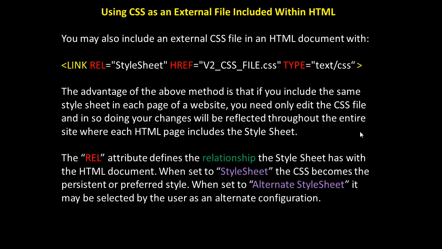The rel attribute defines the relationship the style sheet has with the HTML document. When set to style sheet, the CSS becomes the persistent or preferred style. When set to alternate style sheet, it may be selected by the user as an alternate configuration. Notice that in the link tag, we specify the relationship. The next attribute is href, which is the file name of the Cascading Style Sheet file, usually postfixed with .css, and then of course type, which is text/css.